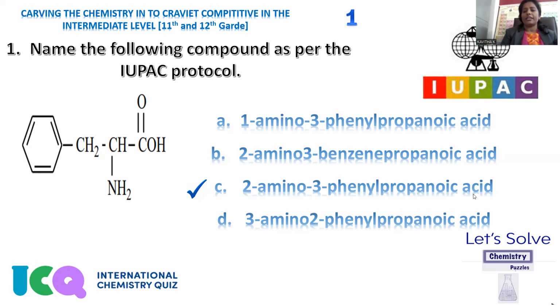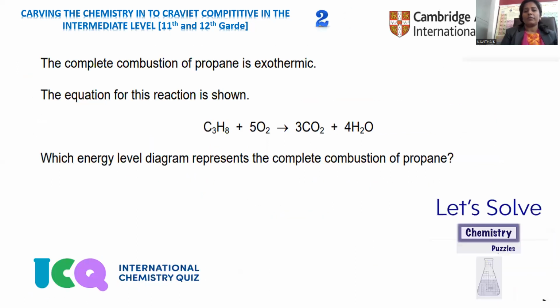This will be the right representation, because it is a 3 carbon chain, 3 carbon taken as the parent chain, and on third carbon you can find phenyl, on second carbon we have amino, and first carbon carboxylic acid is there. So that the entire naming will be 2-amino-3-phenyl propanoic acid. For question number 1, option number C will be the correct answer. Move on to question number 2.